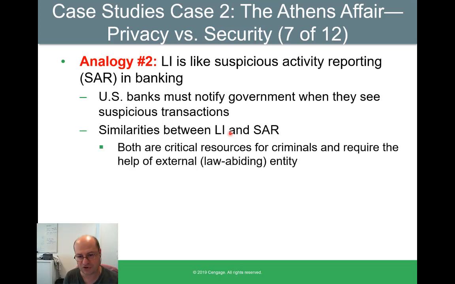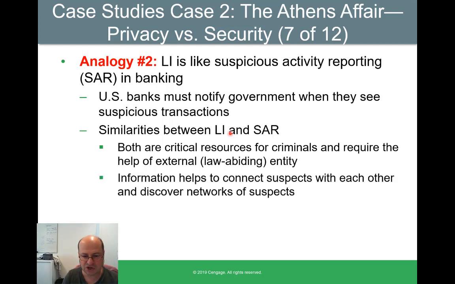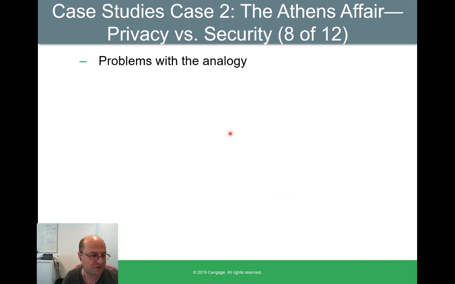Both are critical resources for criminals and require the help of an external law-abiding entity. The information helps to connect suspects with each other and discover networks of suspects, networks of crime. Problems with the analogy.